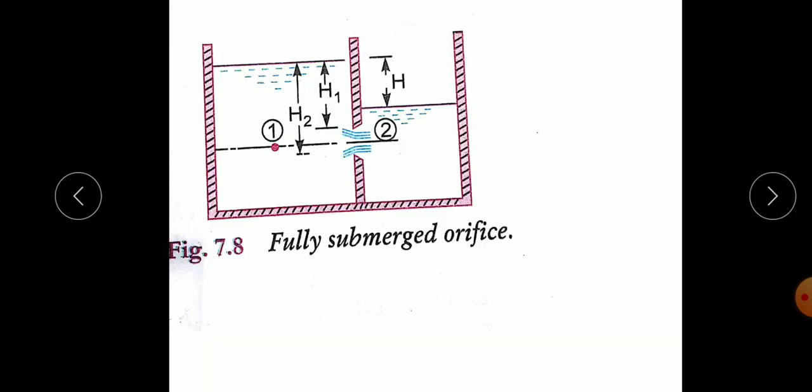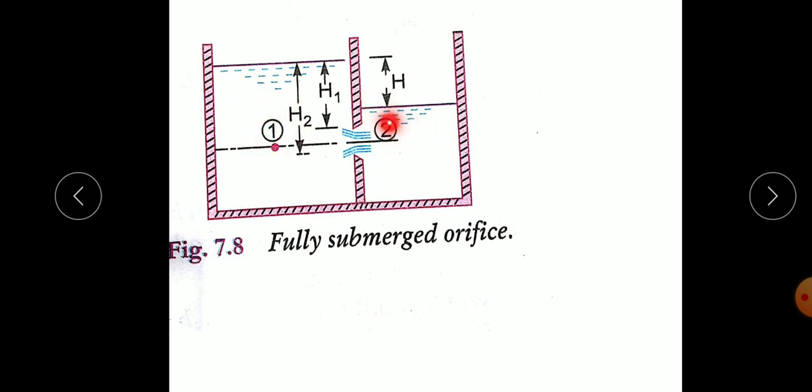Next we have to consider the fully submerged orifice. Here h1 and h2 are again the heads available from the top and bottom edges, and h is the liquid level difference. Whatever discharge comes from the orifice is taken into another container, another tank. When the outlet of the orifice is inside the liquid, it is called a fully submerged orifice. Two sections are taken: section one at the inlet and section two at the vena contracta.